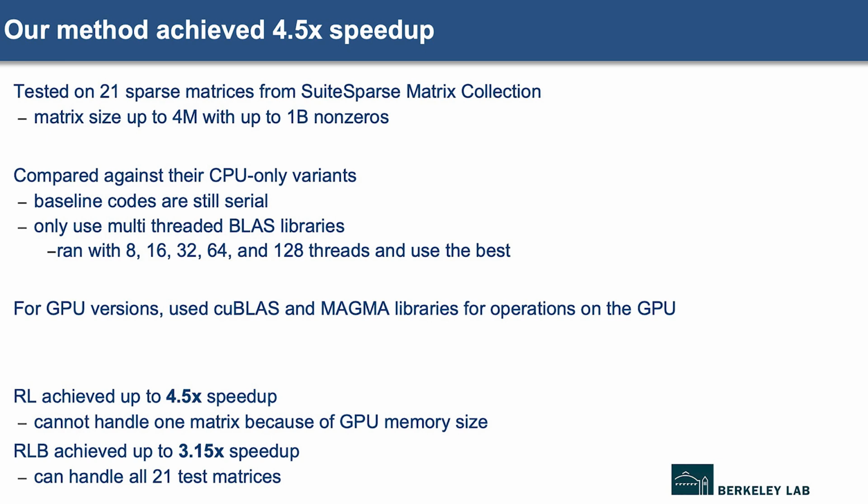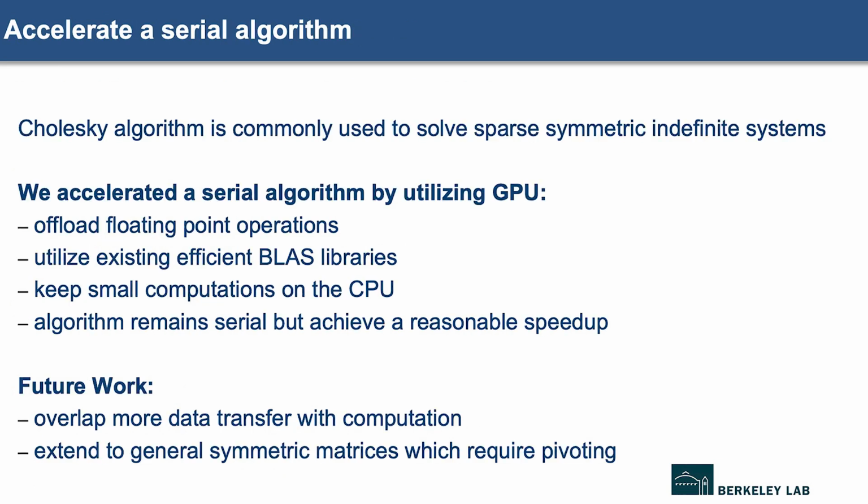Finally, our first method, RL, achieved up to 4.5x speedup, but it cannot handle one matrix because of the limited GPU memory size. On the other hand, our second method, RLB, achieved up to 3.15x speedup, but it can handle all test matrices.